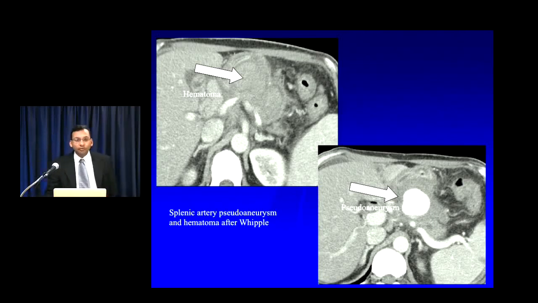Now, as I mentioned before, when you have late post-Whipple bleeds, there tends to be an underlying vascular abnormality, a structural abnormality. And in this case, you can see that there's a large pseudoaneurysm of the splenic artery. Now, this is one of the reasons why I am a strong believer you've got to get arterial phase images routinely in patients who've had a prior Whipple. I promise you, you will miss small pseudoaneurysms if you're just dealing with a venous phase.